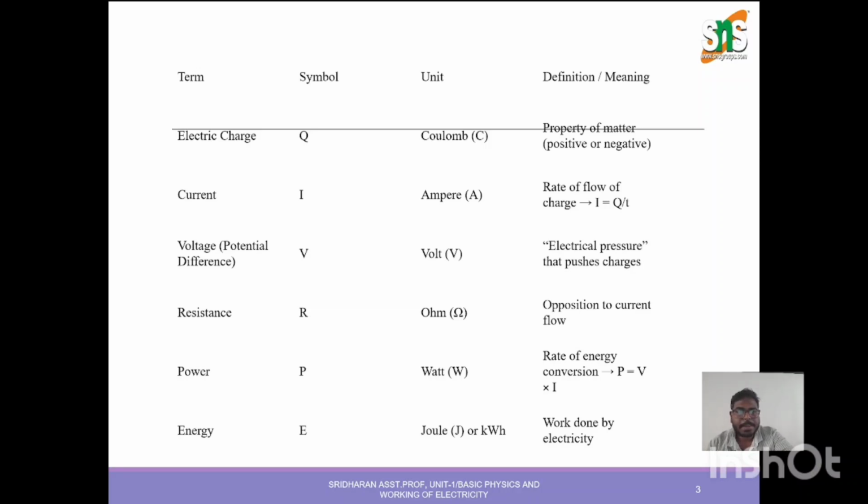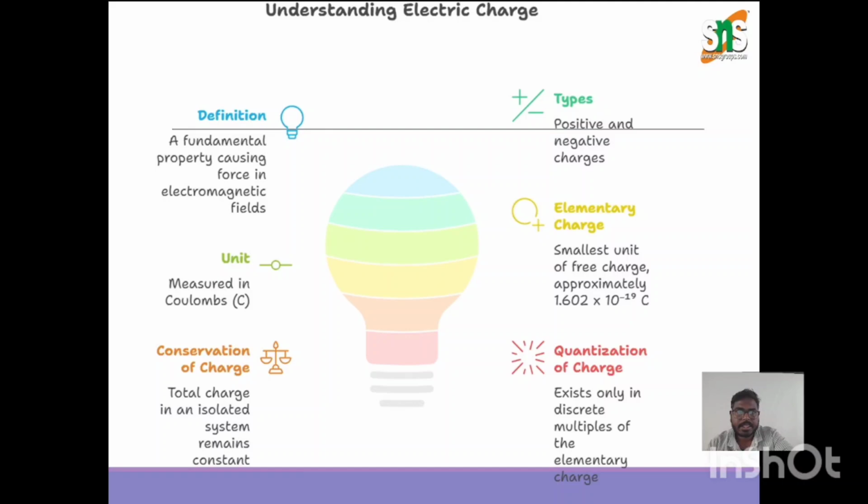And the symbol P represents the power, where the SI unit of power is watt, W. And finally, energy E, the SI unit for energy is joule, J. Generally, this is the flowchart diagram which shows a general understanding about the electric charge.